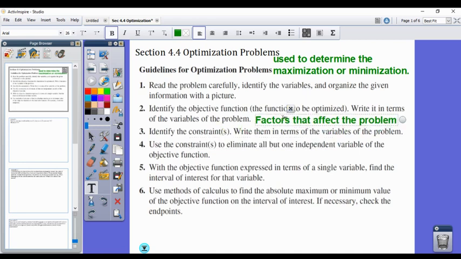Okay. You're going to use the constraints to eliminate all but one independent variable of the objective function. And then with the objective function, you are going to express that in terms of a single variable and then find the interval of interest for that variable. And then you're going to use some calculus to determine the minimum or maximum value of interest. So we're going to be using our derivatives again to help with that.